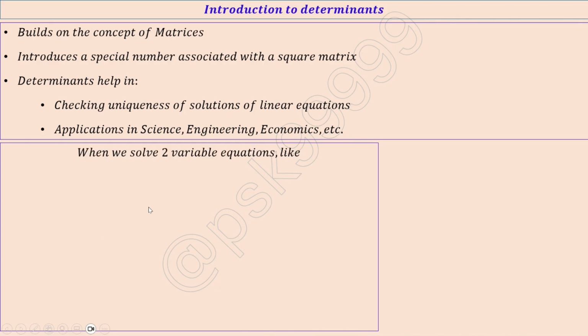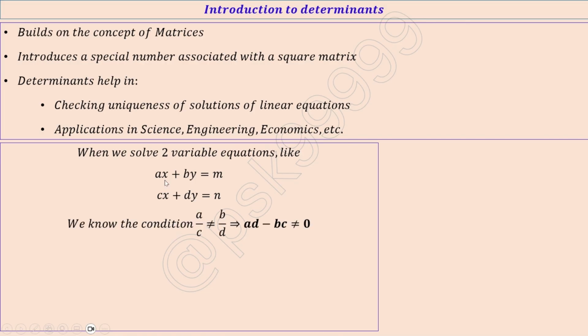Let's take two simple linear equations: ax plus by equal to m and cx plus dy equal to n. When can you solve these two equations? We know the conditions from linear algebra. A by C should not be equal to B by D, correct? If both are equal, that means the LHS is the same, but for the same expression you have two values, which means it is indeterminate.